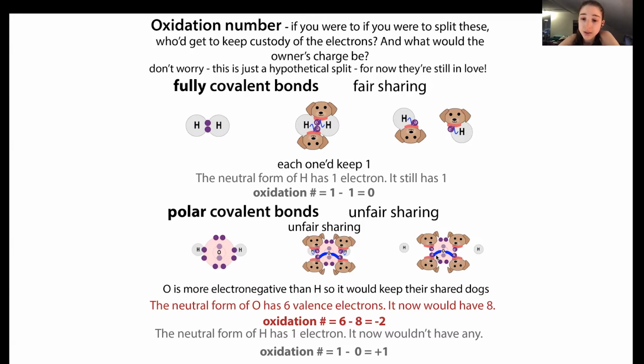The oxygen, on the other hand, is going to gain 2 electrons because it gets to keep those electrons that it was sharing with the hydrogen. And so now it's going to have an oxidation number of -2 because it has 2 more electrons than it has protons.